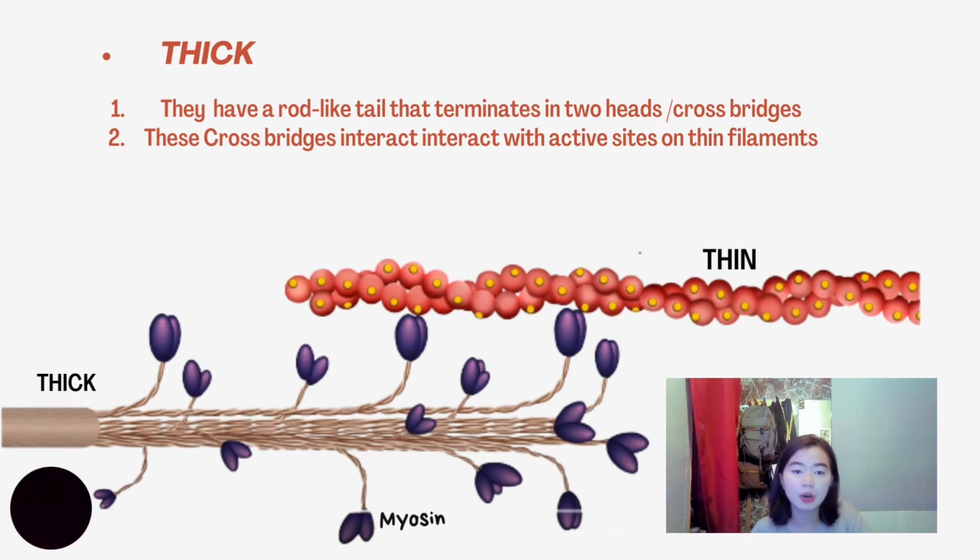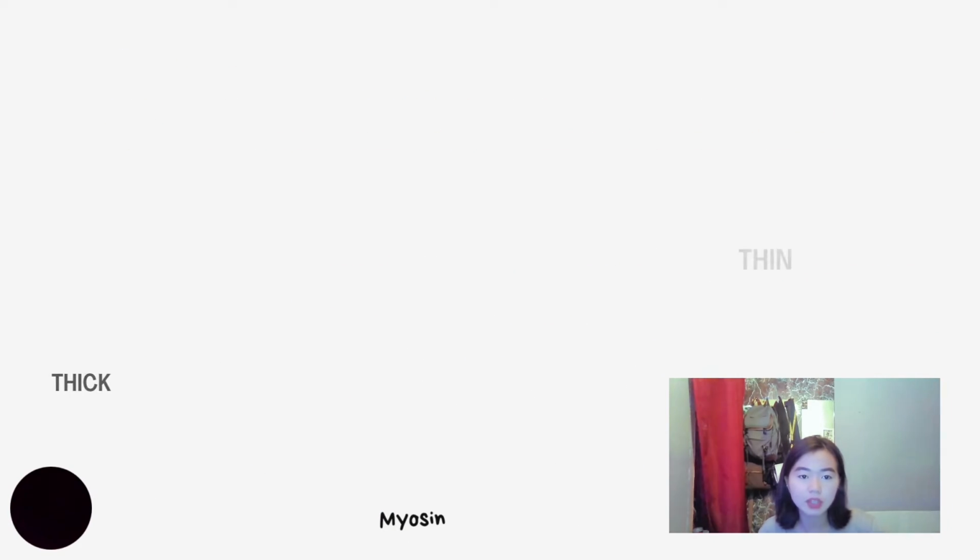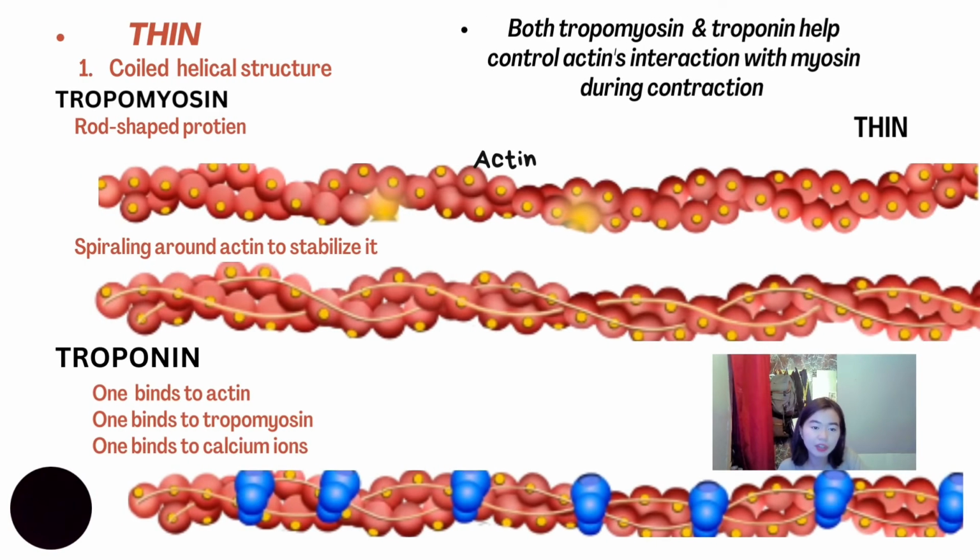You can see there in our presentation, these cross bridges interact with active sites on thin filaments. The thin filaments are primarily composed of the protein actin. They are coiled helical structures that resemble twisted strands of pearls.